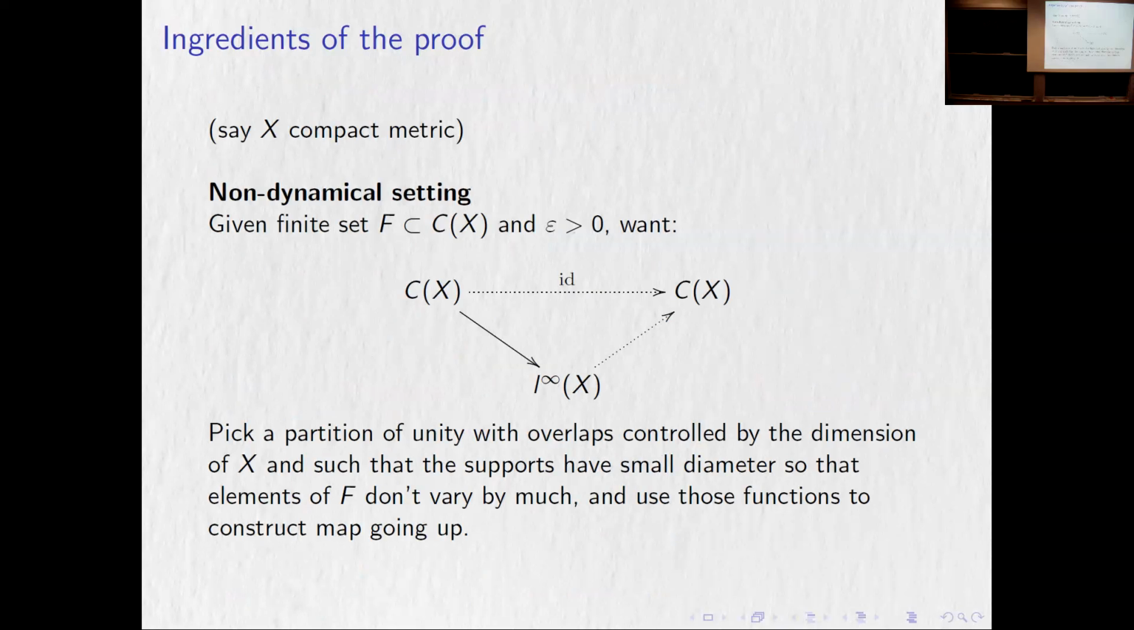Okay, so maybe I'll talk a few minutes about the ingredients of the proof, then we'll have coffee. So let's talk about the proof that C of X has finite nuclear dimension when X is in the non-dynamical context, when the group is trivial.